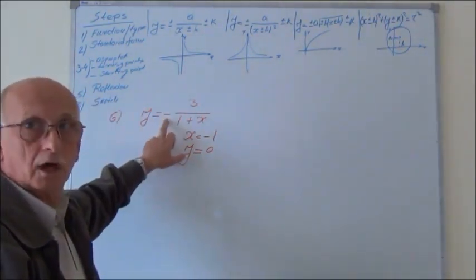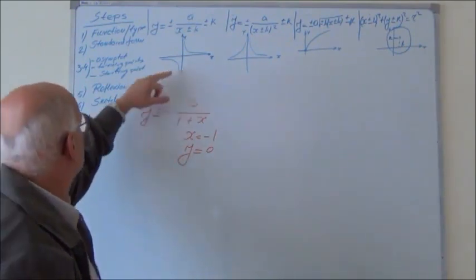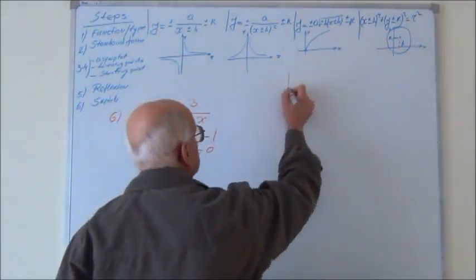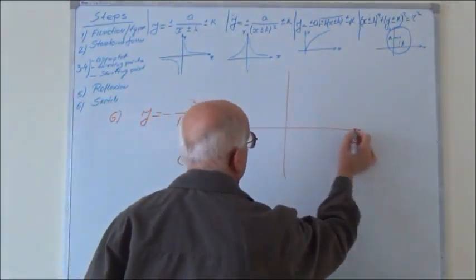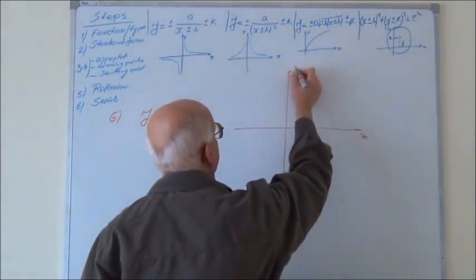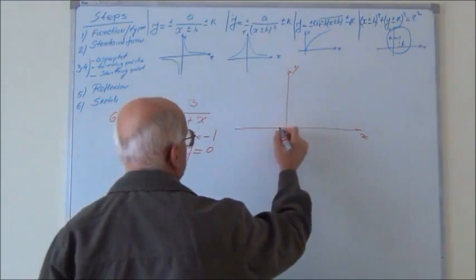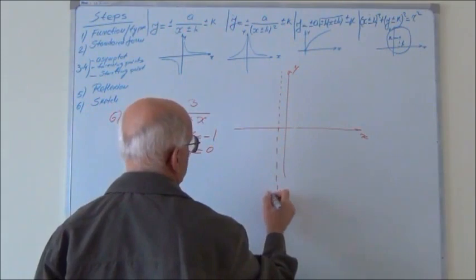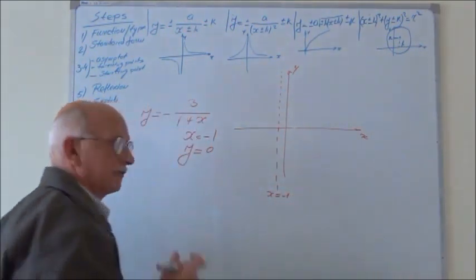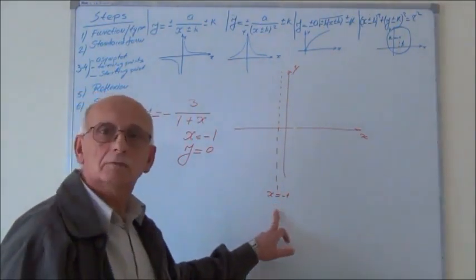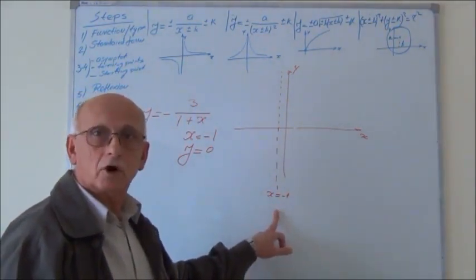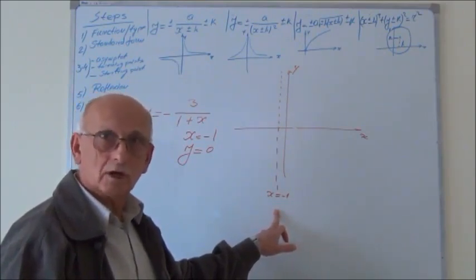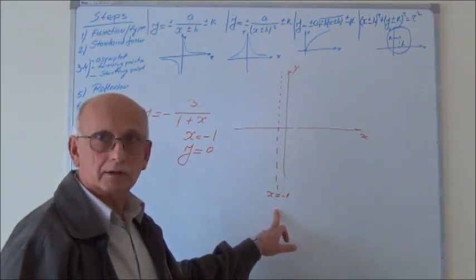Reflection, minus here, yes, there is reflection. This part going there, that part coming down. And just to make the graph, we have x equals minus 1, the vertical asymptote. Don't forget, sometimes I am not writing the equations of asymptotes because I am trying to save time, but don't forget, whenever you draw an asymptote, you must write its equation. Otherwise, you will be cut with marks.